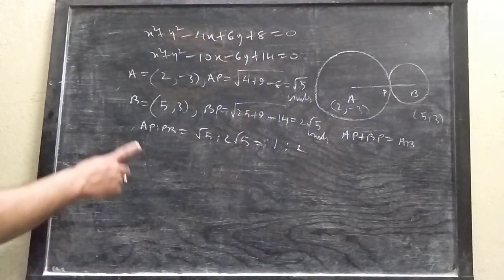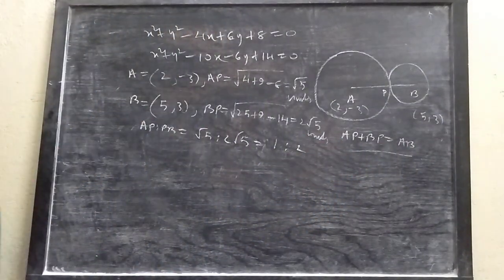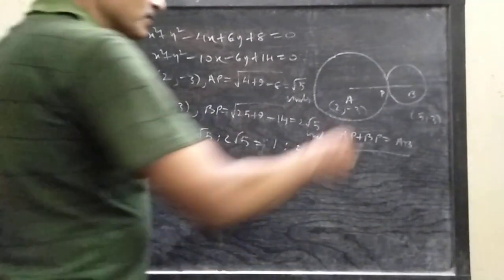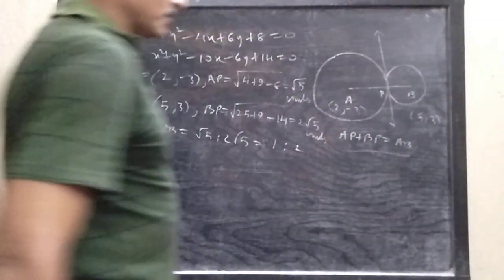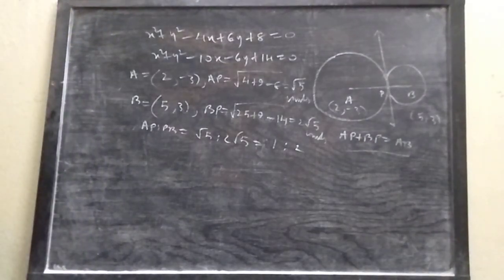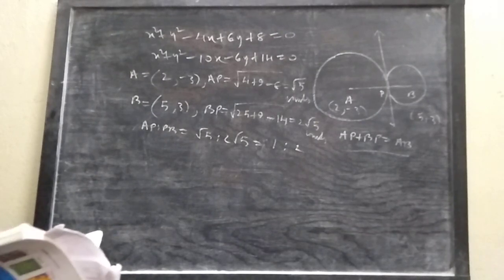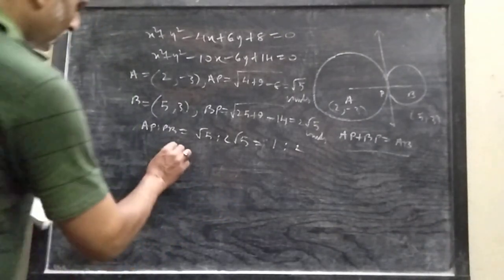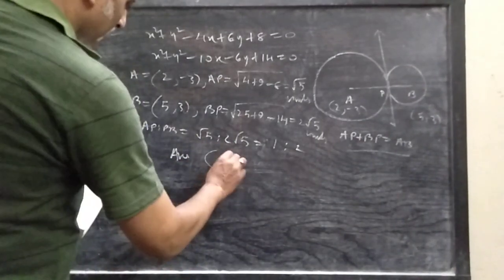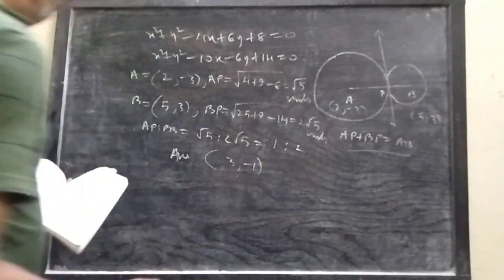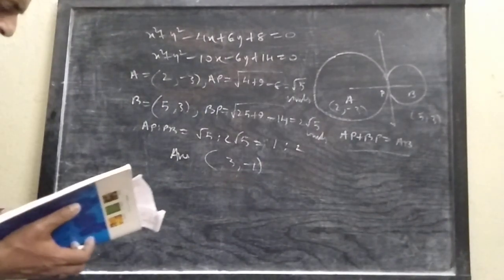To show they touch externally, you have to find the distance AB, and then you can show this. You can also find the equation of the common tangent. Right? Okay. Coordinates of the point of contact, answer: the coordinates of the point of contact will be (3, -1). The rest you have to do on your own. Next, let us go to the next question.